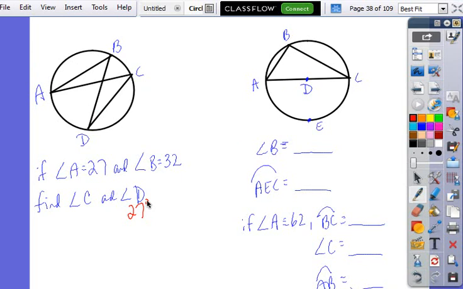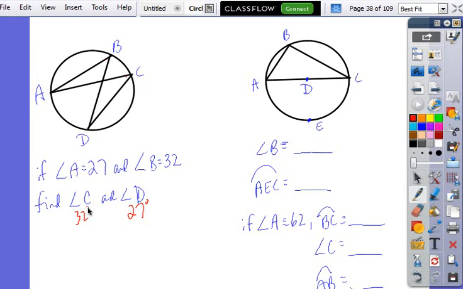The ones on the same side are going to match if they make the arc the same across the circle. So that means C has to match B, and those have to be 32. That's the easiest problem that's going to be on the quiz and the test, and people miss it all the time. The ones on the same side match because they make the arc across the circle.